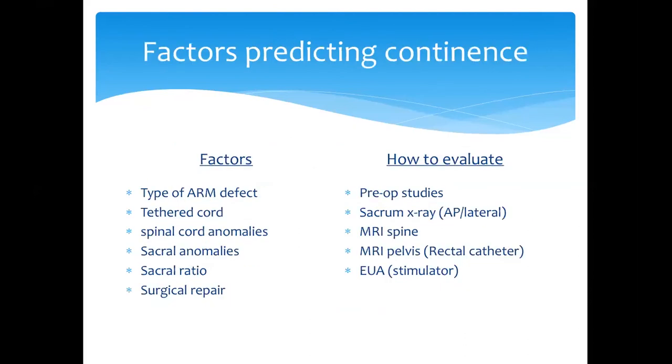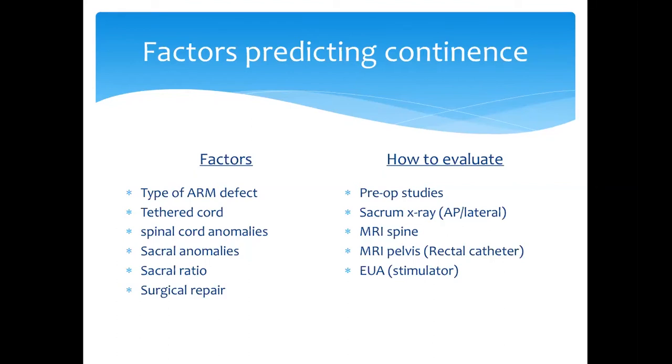Next slide, please. So in order to predict continence, there are some factors you need to highlight and know in order to label your patients and choose the right program for them. The first factor is what type of defect you are dealing with. Second is the status of the cord and the sacrum. Number 3 is what surgical repair has been done. Whether you are the surgeon or the patient has been referred to you from another institution, it's very important to have either the surgical report or the operative report, or at least the preoperative studies that have been done.